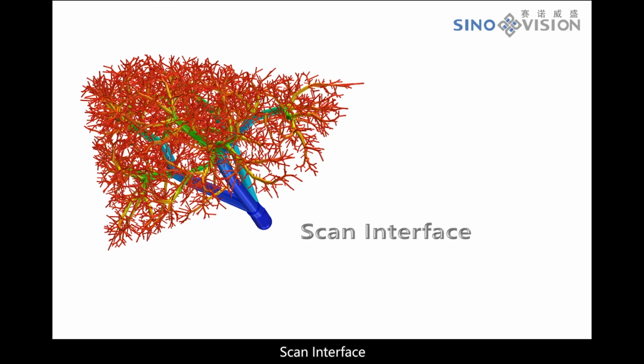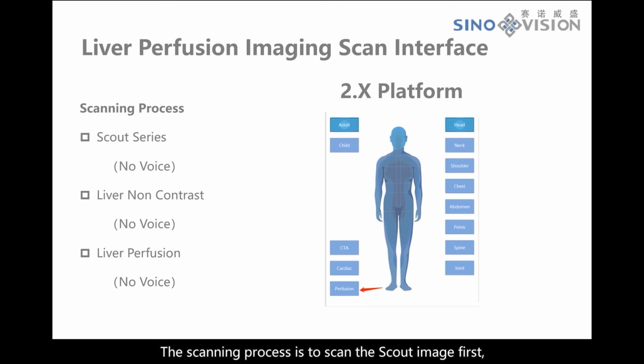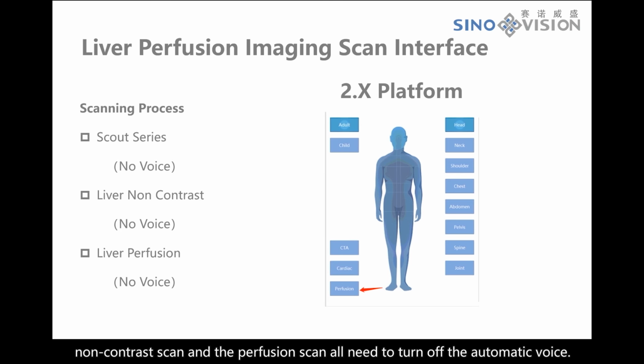Scan interface. The scanning process is to scan the scout image first, and then perform an abdomen helical scan. Find the appropriate layer on the axial images, preferably including the cross-section of the portal vein, the region of interest, and then perform enhanced scan on this layer repeatedly. That is the so-called perfusion scan. Pay attention to the scout scan, non-contrast scan, and the perfusion scan all need to turn off the automatic voice.